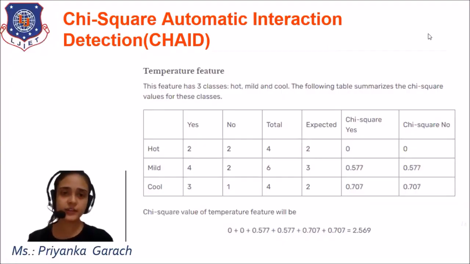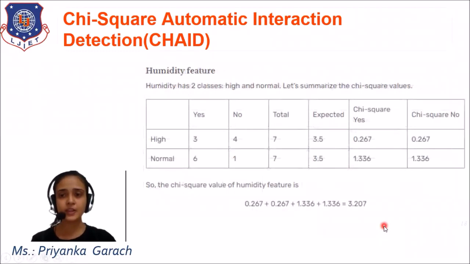So the same procedure we will follow for the temperature, that we have 3 different classes, that is hot, mild, and cool. So yes and no are my 2 decisions. How many yes are there, how many no's are there? Based on that, the chi-square yes and chi-square no is calculated. Then to find out the chi-square of the whole temperature feature, we will add up all the 6 values, that is 0 plus 0, then these 2 values plus over here, and the last 2 values over here. So I will get the chi-square value for the temperature feature as 2.569.